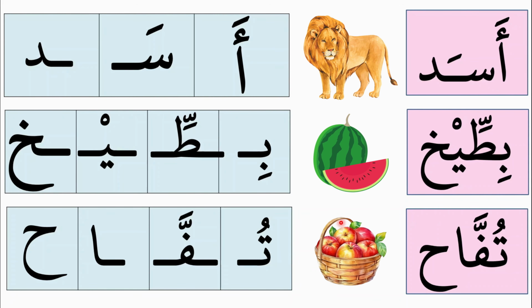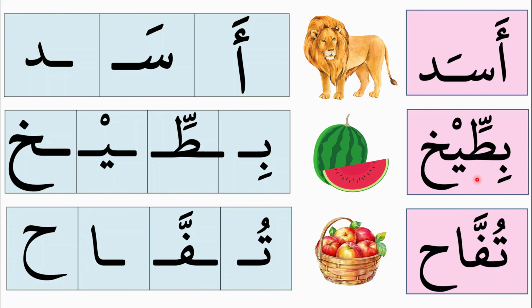Now we will have some words that are including our alphabet in addition to the diacritical marks. First word, أسد, which means lion. It's made out of ألف with فتحة أ, سين with فتحة س, and دال. أسد.